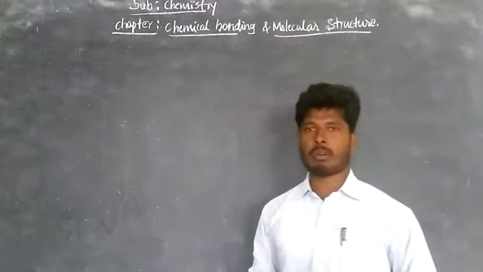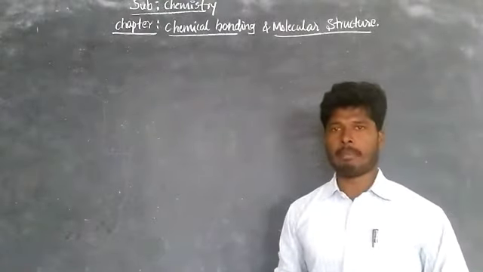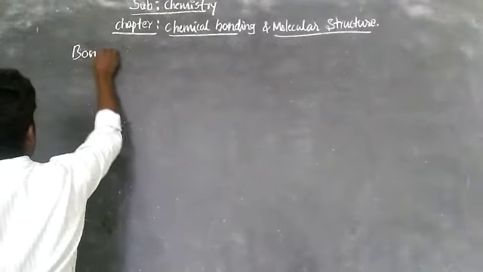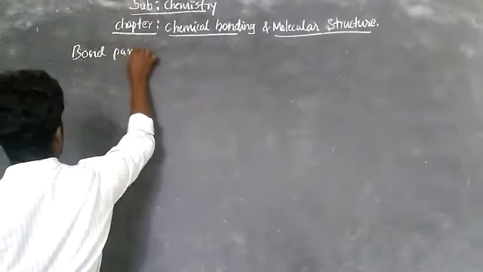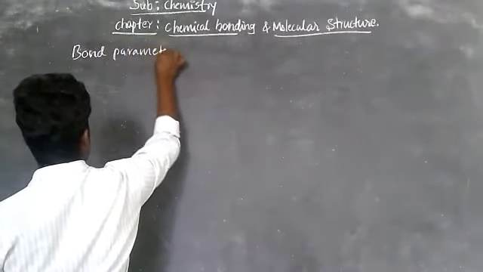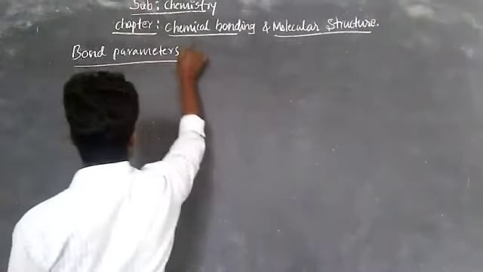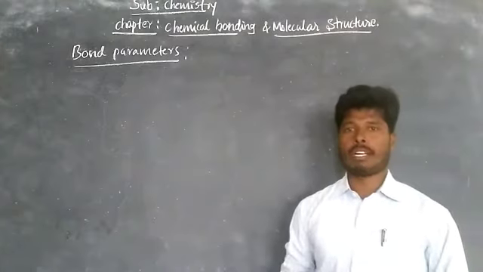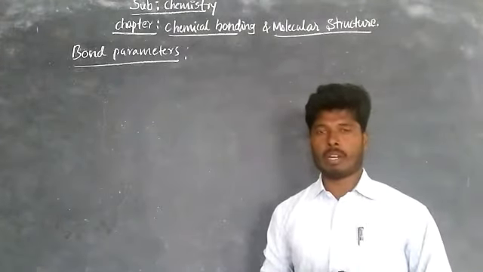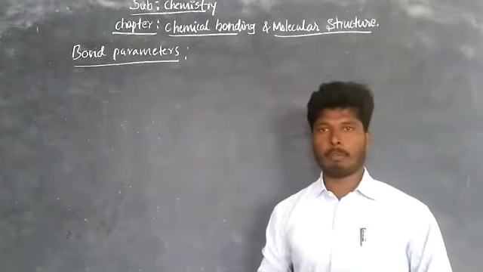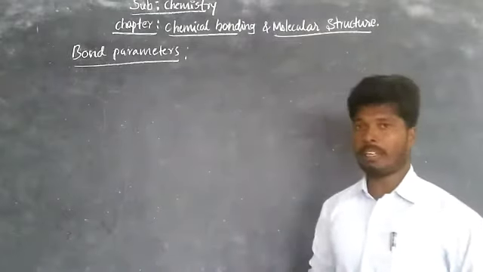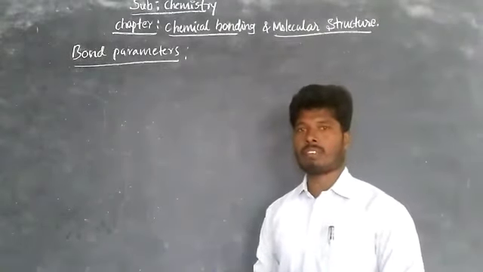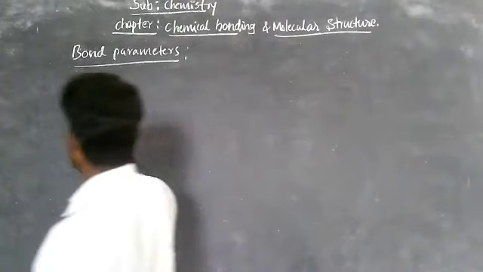In this class, we are going to study bond parameters. The bond parameters are bond length, bond angle, bond order and bond enthalpy. These are the bond parameters. Now we will study them one by one. Let's take the first one, bond length.